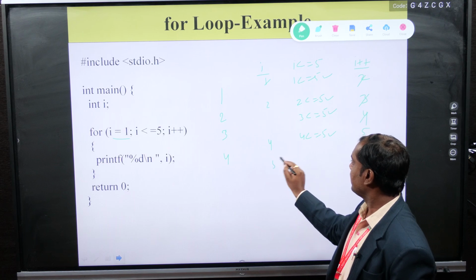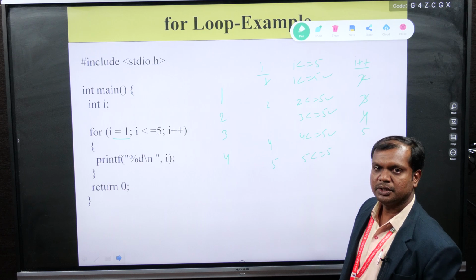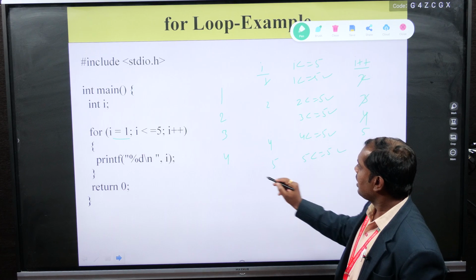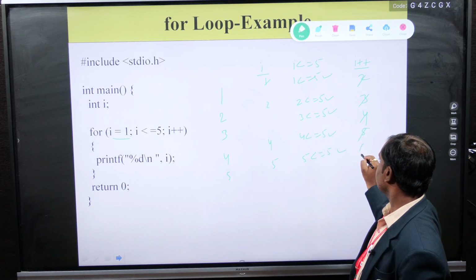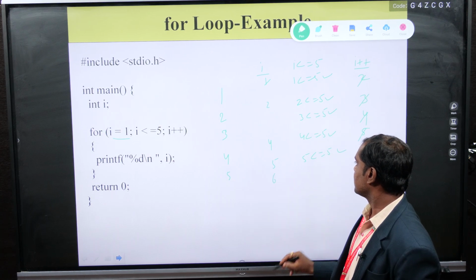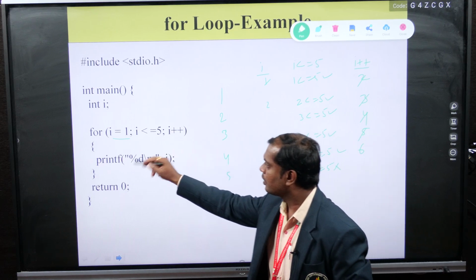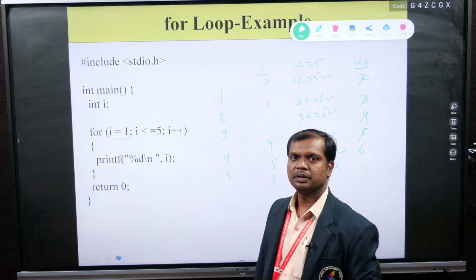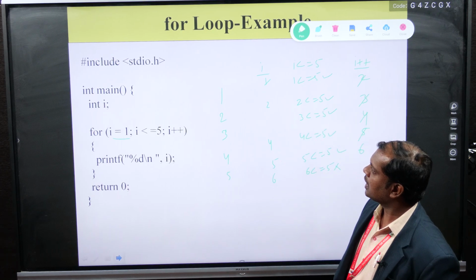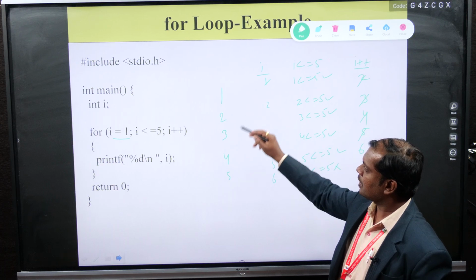Now i value is 5. We are going to check the condition. 5 less than or equal to 5, condition is true. Then here the i value is going to print as 5. Now the i value is updated, it becomes 6. Now i value is 6. 6 less than or equal to 5, condition false. Now we are going to come out of the loop, and it will come out of the main function. So this is how we are able to print values from 1 to 5 by using the for loop.